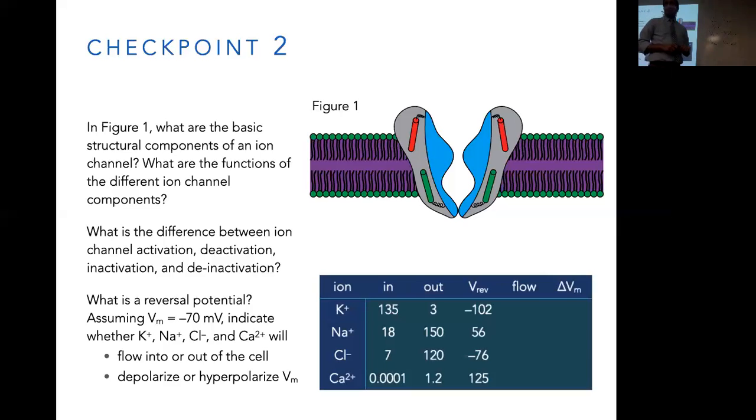Who wants to tell me about sodium? It's going to go in. Why do you say that? Yeah, here's where we want to be. We're not there. It's got to go in. How about chloride? It's going to go out. Okay, what's it going to do to the membrane potential?